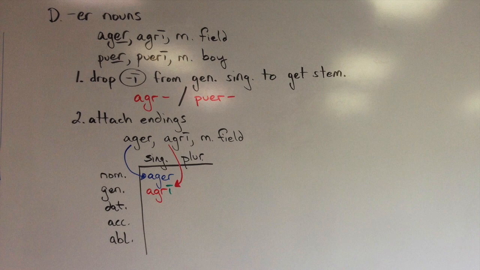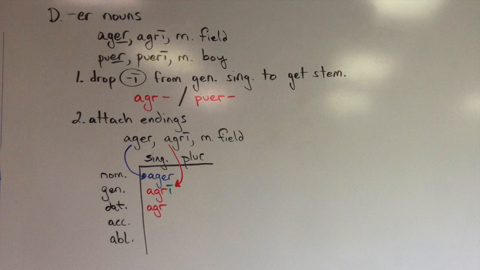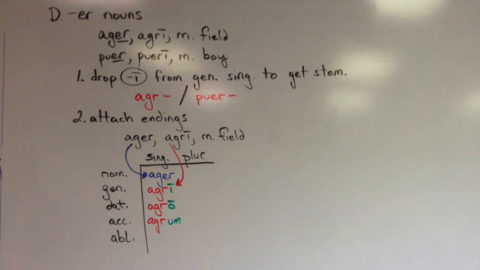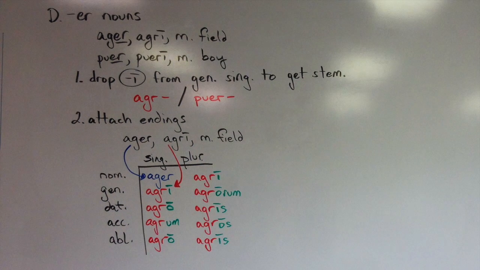Finally, we'll use our stem agr- for the dative and add an -o onto it. Likewise, we would still start from our stem agr- and add -um for the accusative singular. See if you can fill out the rest of this chart on your own by pausing the video. So if you did that correctly, you should have gotten in the singular ager, agri, agro, agrum, agro, and in the plural agri, agrorum, agris, agros, agris.